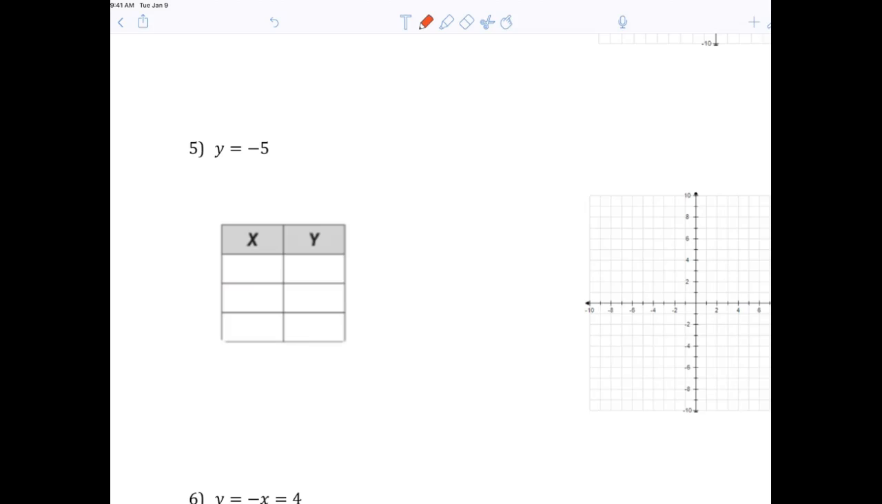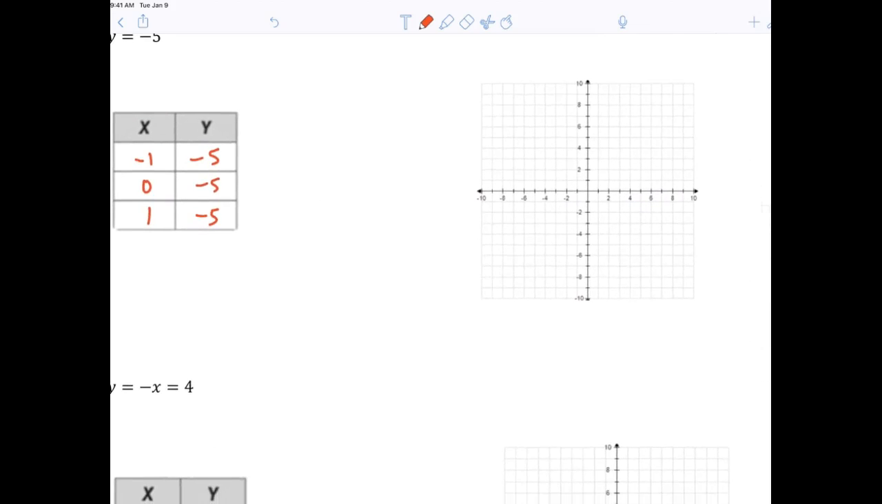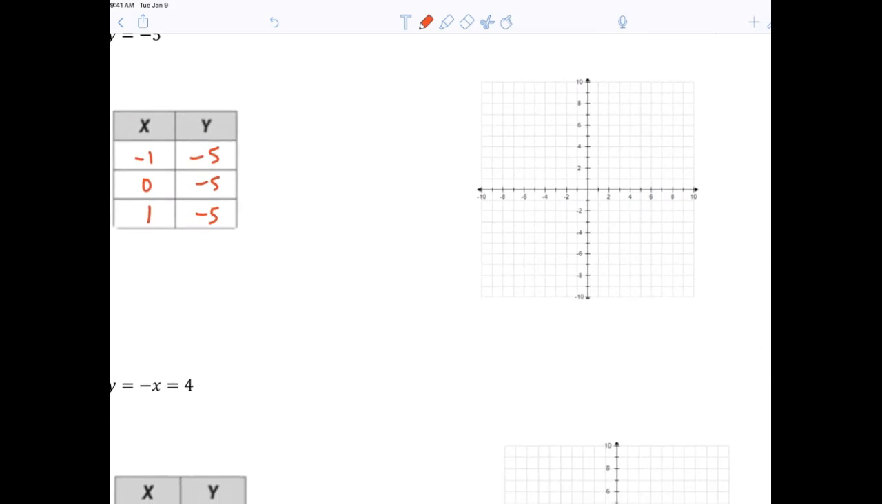Uh-oh. Now this one, everybody put a star by number 5. What is the y value always? Negative 5, right? So the y value has to be negative 5. What can I plug in for x? -1. Right, negative 1, 0, 1. And this should be a horizontal line. Right? So negative 1, negative 5, 0, negative 5, 1, negative 5. What do you know? Horizontal line.